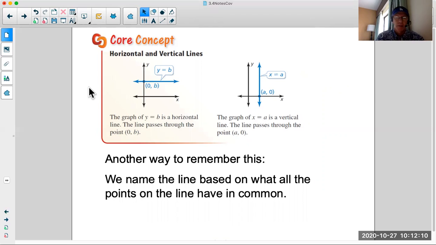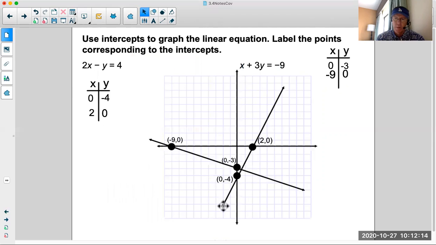But here we go. All right, so there are situations where, unlike here where we have diagonal lines, right, they go up and over at the same time, or down and over at the same time.